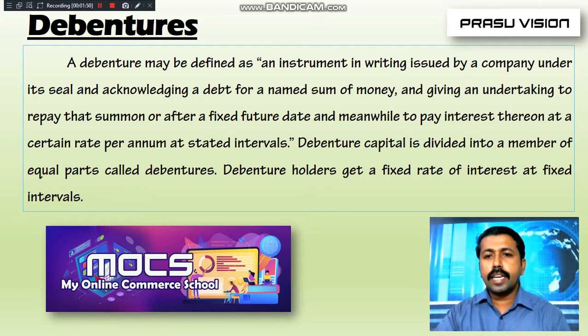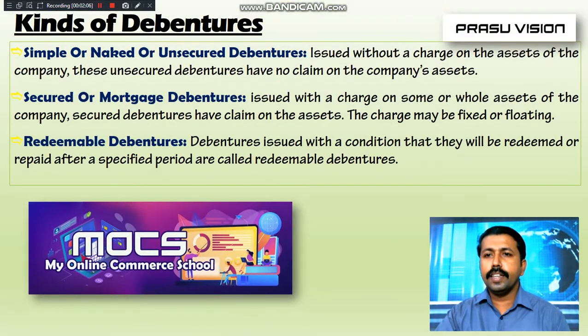The debenture capital is divided into a number of equal parts called debentures. Debenture holders get a fixed rate of interest at fixed intervals. It will be stated in the agreement. So remember, it is a debt instrument issued by the company.